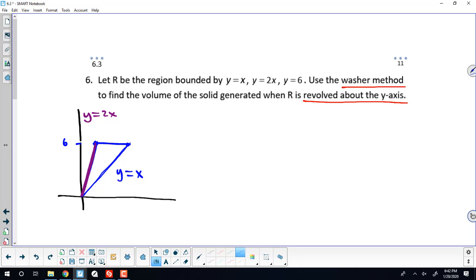I'm using the washer method revolved about the y-axis, and my washers need to be perpendicular to the axis of revolution. So then I'm going to draw my rectangle in the region perpendicular to the axis of revolution. And that's going to tell me I need to integrate this with respect to y. Bounds in terms of y, function in terms of y. Does that all make sense? That's how I would recommend you do all of these problems, at least until you get a feel for them. So everything in terms of y.